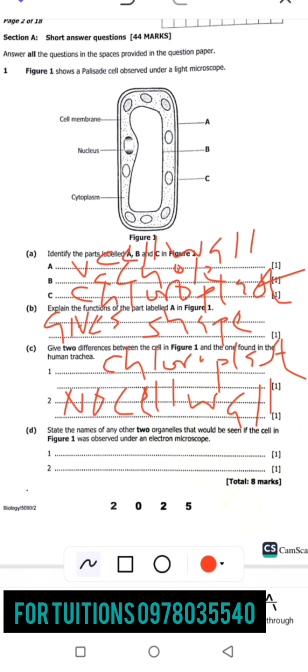Thank you. Then state the names of any other two organelles that would be seen if the cell in figure 1 was observed under an electron microscope. So what can you see also? So you can see the mitochondria. They haven't just shown it here, but in a microscope you can be able to see the mitochondria. Then apart from mitochondria, you can also see what we call the ribosomes.